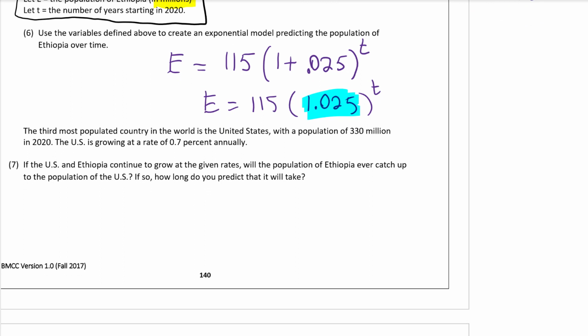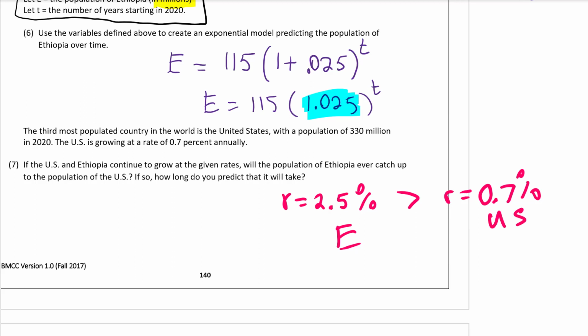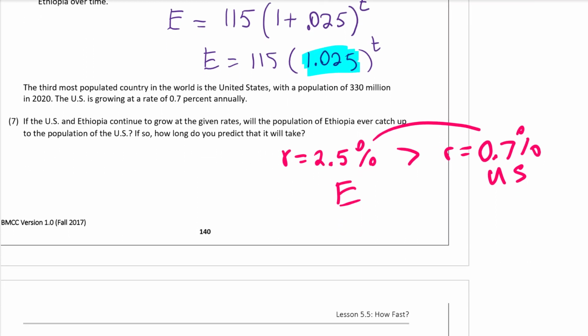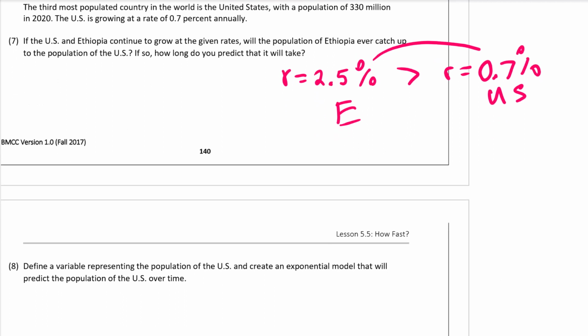The only thing I could say is that the rate of 2.5% is much higher than the rate of 0.7%. And this is Ethiopia, and this is the US. So Ethiopia has a much higher rate. If you compare them, relatively speaking, Ethiopia is growing at 4 times, or about 4 times the rate of the United States. So it will catch up. It will catch up if the trend continues, if this percentage stays. All right, so let's go.